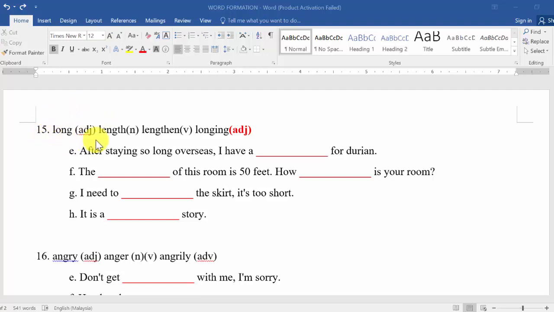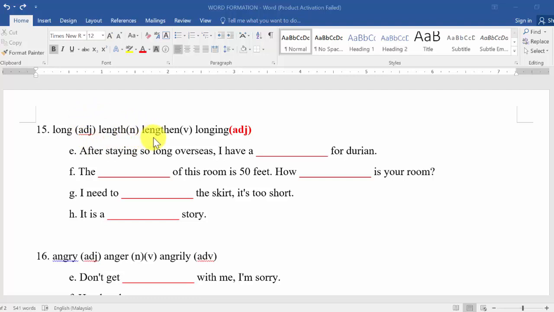Okay, long. Next one, length. Length is a noun. For example, this pen is 15 cm. It means that 15 centimeters is the length of the pen. So that is the meaning of length.